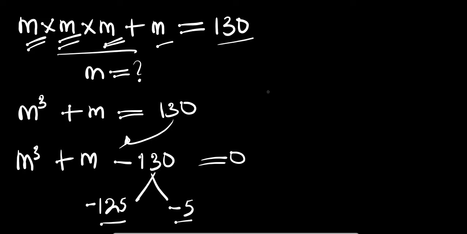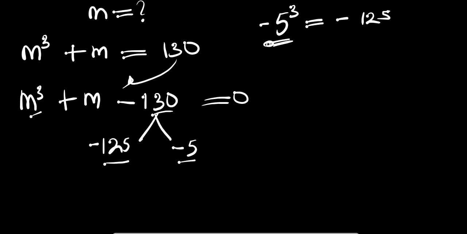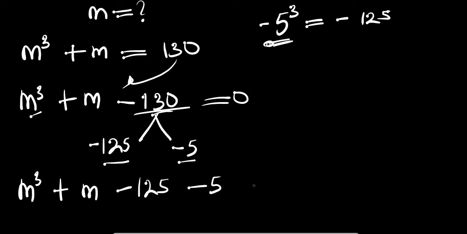And why are we splitting this number into two parts? It's because 5 raised to the power of 3 is 125, so we have negative 125 here, and we can easily combine this number with m power 3. That will make it possible for us to solve this problem very fast. So we are going to have m power 3, then plus m, then negative 125, negative 5, and this equals 0.